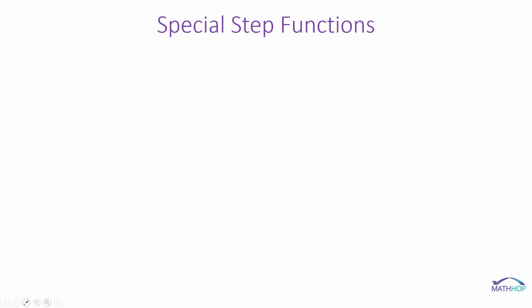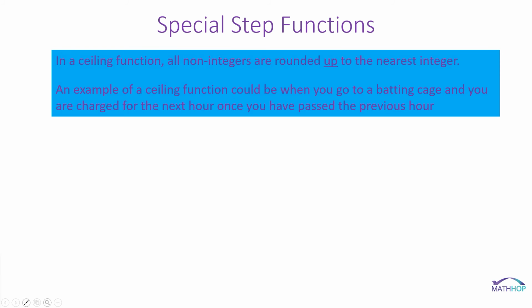So let's look at this special step function. We have two different step functions that we're going to learn about. We have a ceiling function. In a ceiling function, all non-integers, so all non-whole numbers, are rounded up to the nearest integer. So an example of a ceiling function could be when you go to a batting cage and you pay by the hour, and you're charged for the next hour once you've passed the previous hour. And the symbolism for this looks like this.